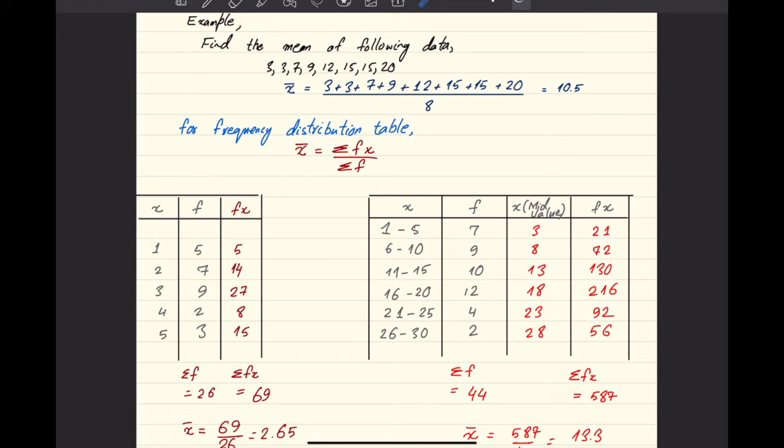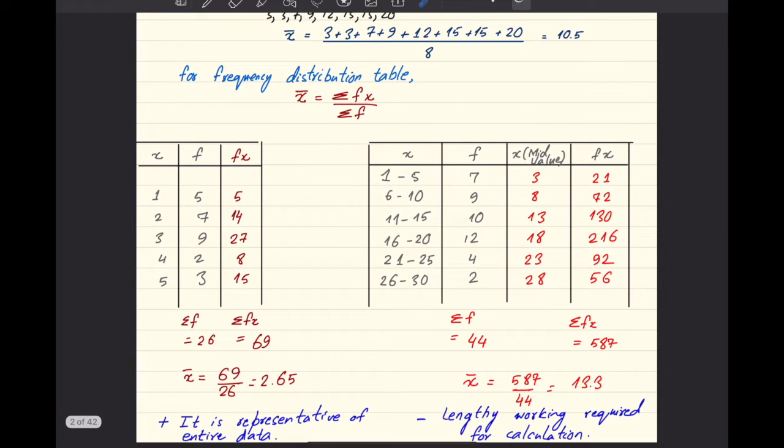So that means I multiply data with their corresponding frequencies and add them all up, which is also called sigma fx. That gives me the sum of all possible values. Since frequencies represent how many times each data occurs, sigma f gives me the total number of possible values.